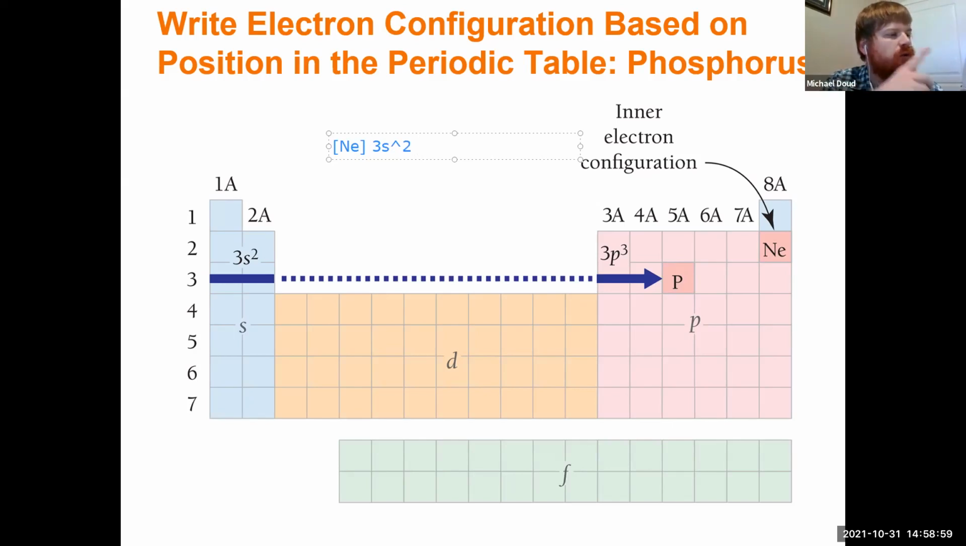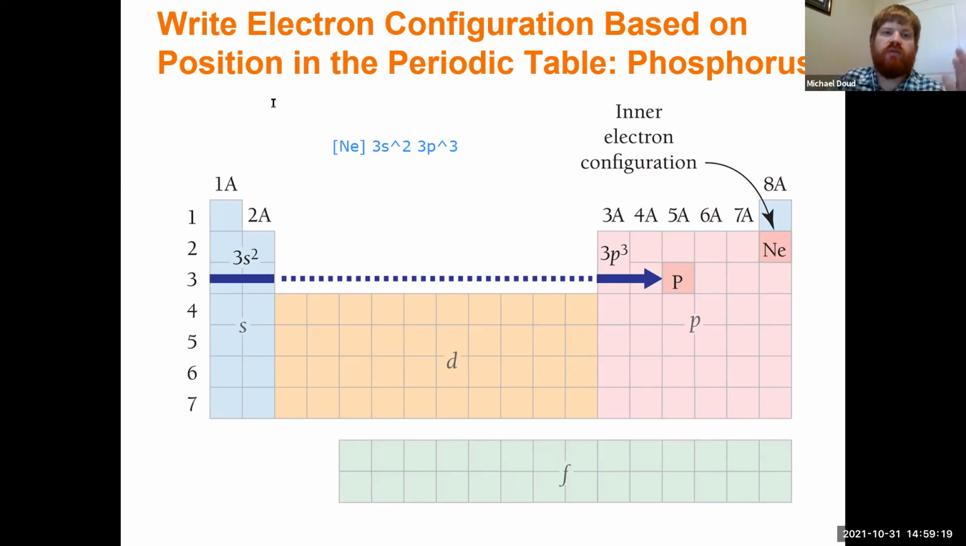And then count over. Once we're now at aluminum, we've got 1, 2, 3 more electrons. So those 3 electrons all fit in the P sublevel, the 3p sublevel. So it goes 3p3, like that.